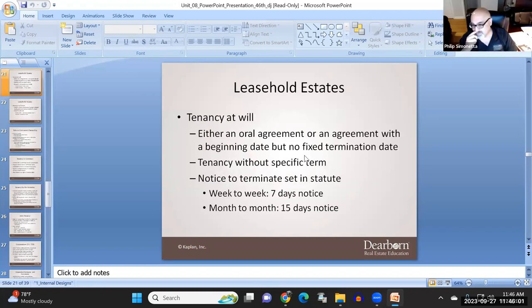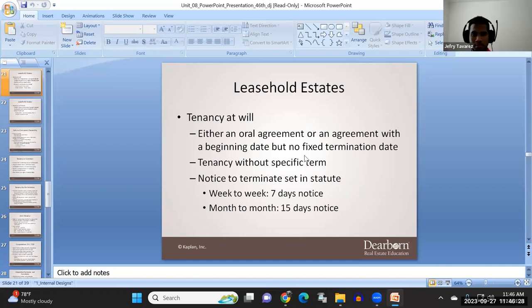Tenancy at will. Tenancy at will is like when you don't have a lease on paper. It's like you're at will. It's either an oral agreement or an agreement with a beginning date, but has no fixed term. It can be in writing. Look, you're going to move in the first of the month. It's a month-to-month lease. Every month you pay me. If you're leaving, just tell me, right? There's no specific term. So it's tenancy at will, right?